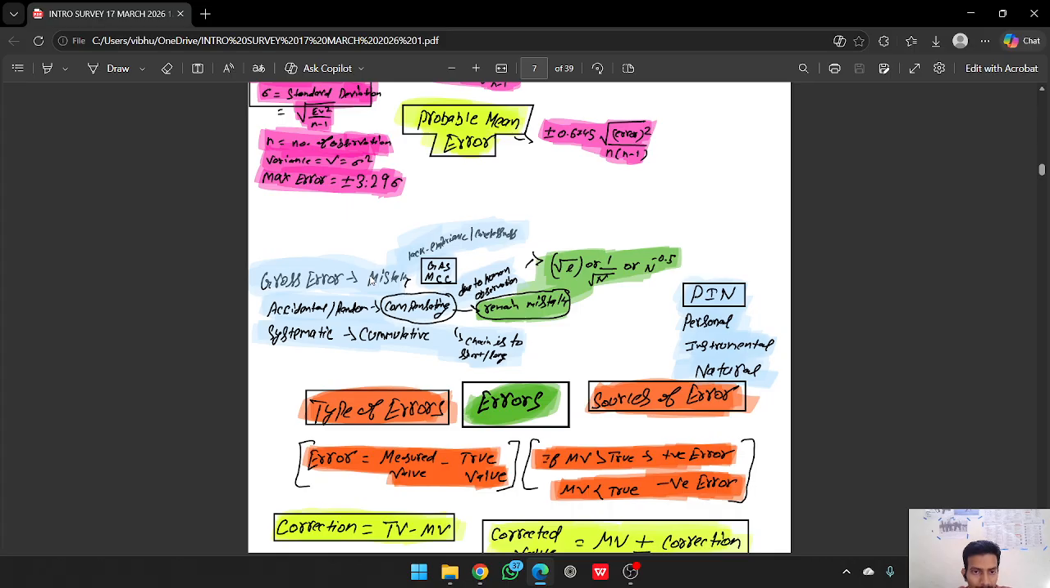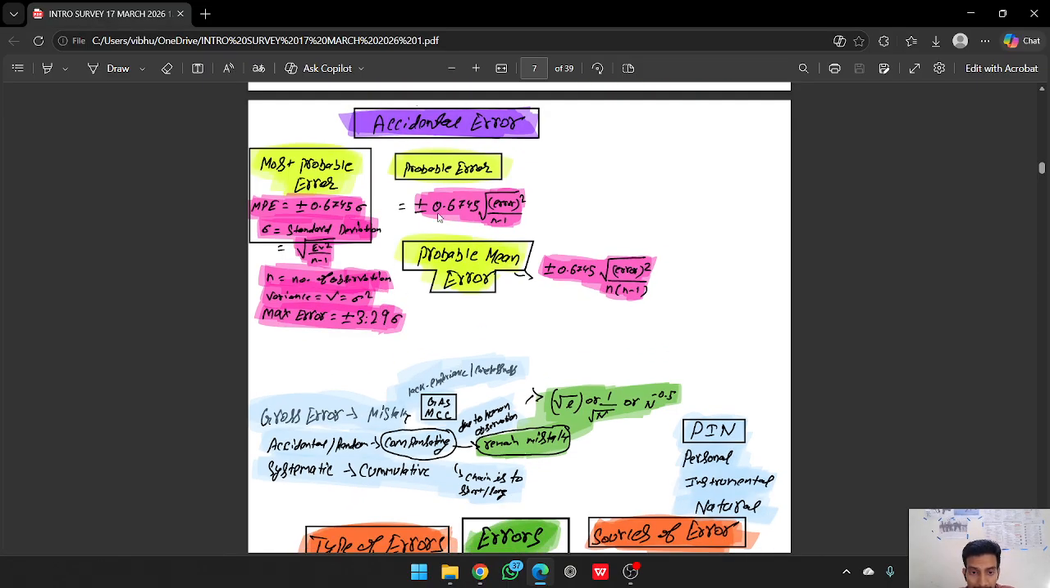All three are the same. So this is most important. This error can't be corrected. It remains a mistake. Accidental error, random error, and compensative. How do you learn it? Car. Yeah, you can learn by CAR: Compensative, A means accidental, R means random. Okay, got it?